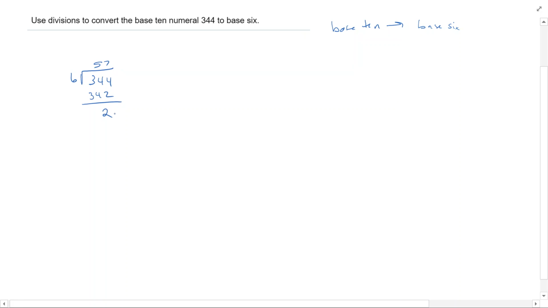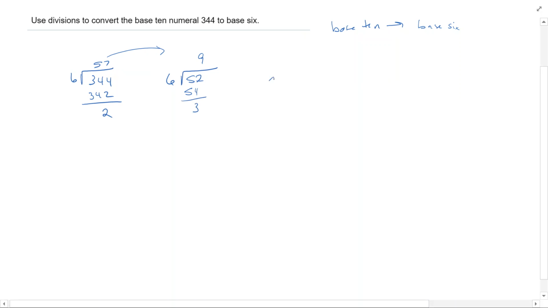Hold on to your remainders. Those are going to be important. Those are going to be part of our answer. Okay, so now I do this again. I take this number over here, how many times will 6 go into 57? 9 times. 9 times 6 is 54, and that'll leave me a remainder of 3. And we're going to keep going until I get to 0.